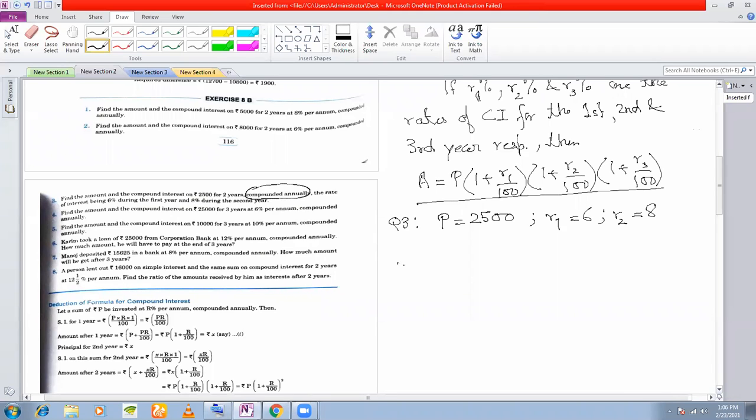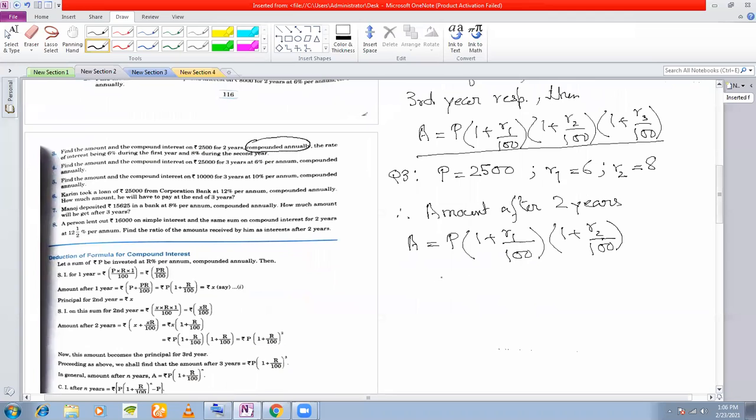Okay, so therefore the amount here, amount after 2 years, A is equal to, we'll write the formula P into 1 plus R1 by 100 into 1 plus R2 by 100, because this is only for 2 years, we only have up till R2. Now we shall simply put the values here.